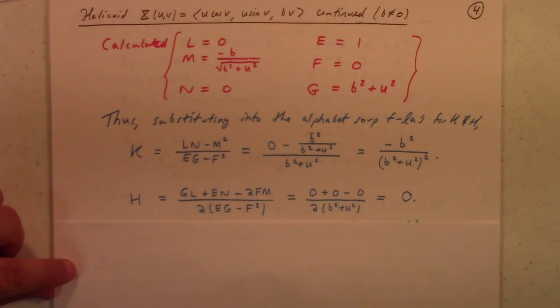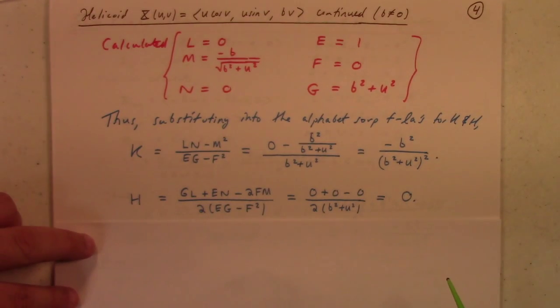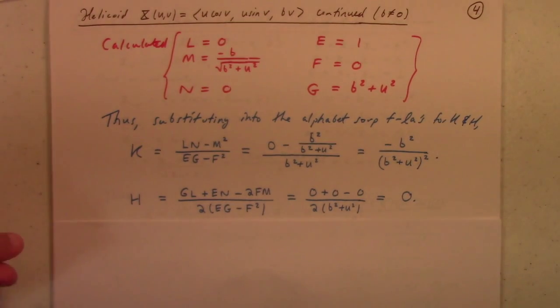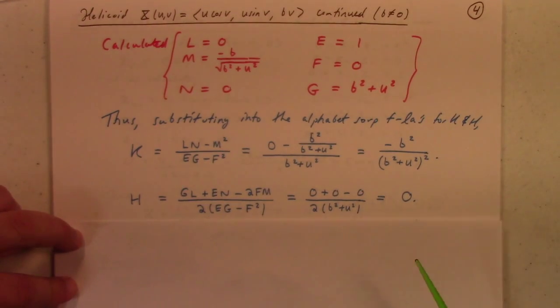Think about that. I don't have a good sense of what mean curvature means yet geometrically, I'll be honest. But here it is, it's 0, which means that the helicoid is an example of a minimal surface, all right?